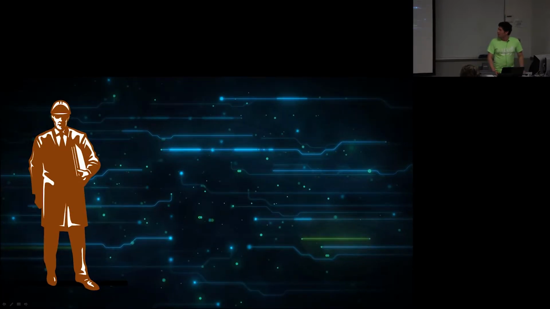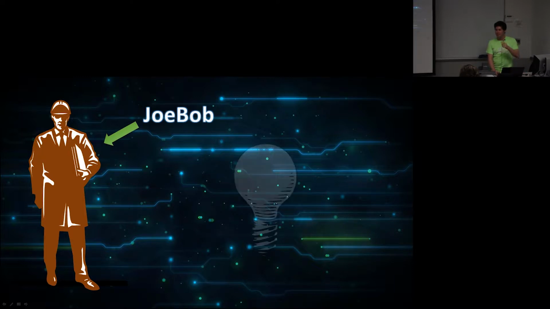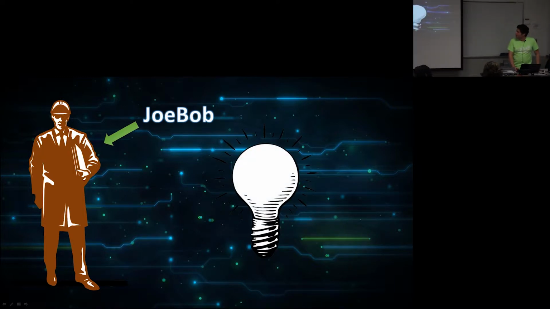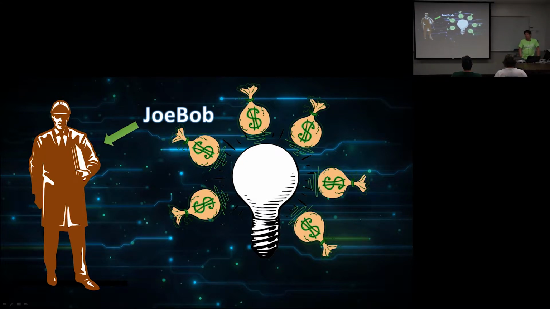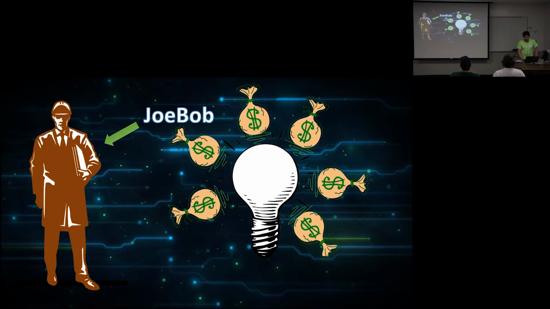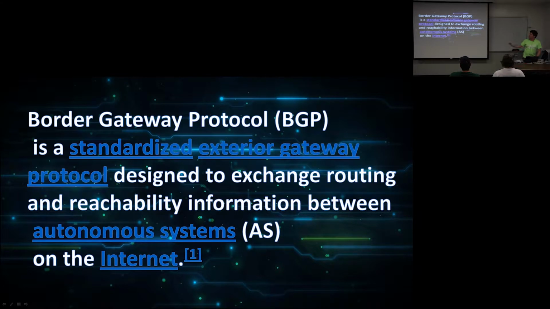Let's say we have this fool here, Joe Bob, and he wants to make some money because he had a great idea. He wants to sell internet services to a bunch of people that don't have internet, and he can make a bunch of money off of it. The way he does that is he's going to use the Border Gateway Protocol. This protocol basically allows the distributed nature of the internet to work the way it works today.